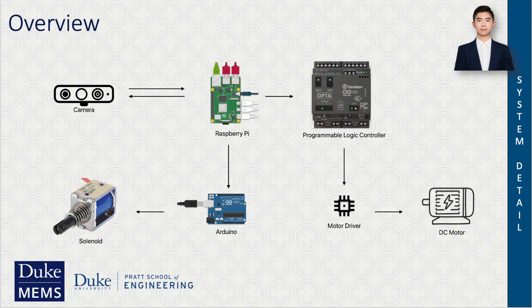So next, I'm going to go over the subsystem overview. As you can see, the Raspberry Pi is at the center of our system. It's controlling everything. The camera talks to the Raspberry Pi, sending signals. After that, the Raspberry Pi sends signals to the Arduino, which acts as a relay and a driver for the solenoid. And then the Raspberry Pi will talk to the PLC, which will then control the motor driver and eventually the DC motor.